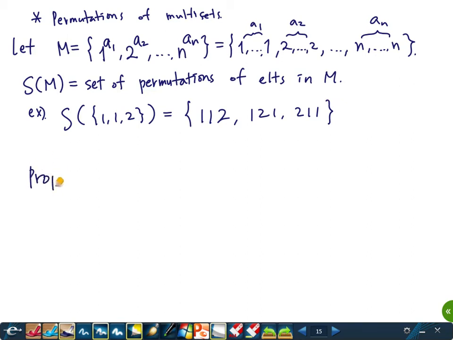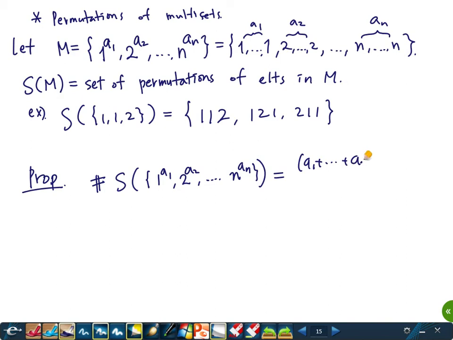Proposition, very simple proposition. The number of permutations of these elements, I think you also learned this in high school. How many elements are there? Remember? (a1 + ... + an)! divided by a1! ... an!.